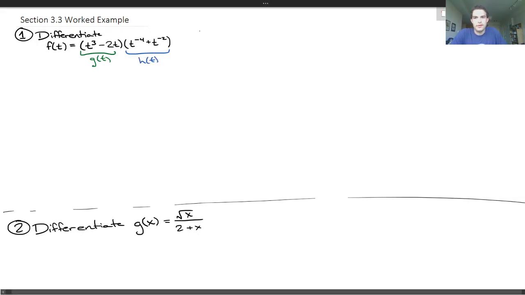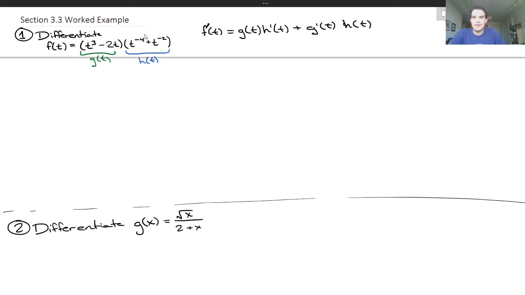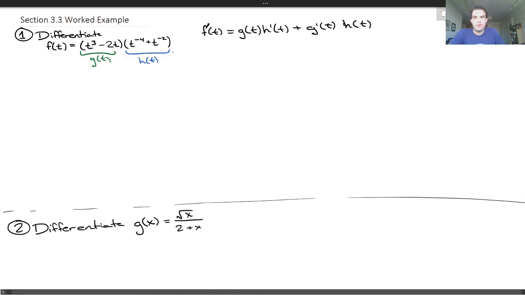And we should remember the product rule says that if f of t equals g of t times h of t, then f prime of t equals g of t times h prime of t plus g prime of t times h of t. So two terms, you take the derivative of a different one each time is one way to think about it. And so what we need to do, we already have g of t and h of t, so to plug into the formula we just need to find g prime of t and h prime of t.